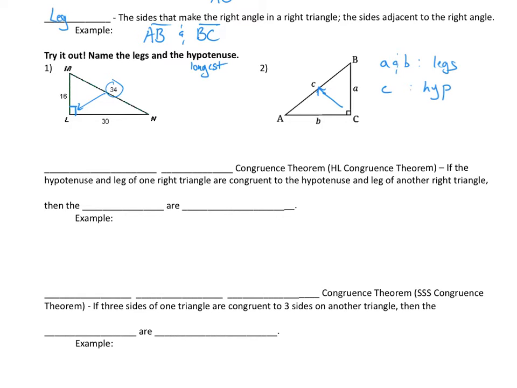Here my hypotenuse is MN and my legs are LM and LN.